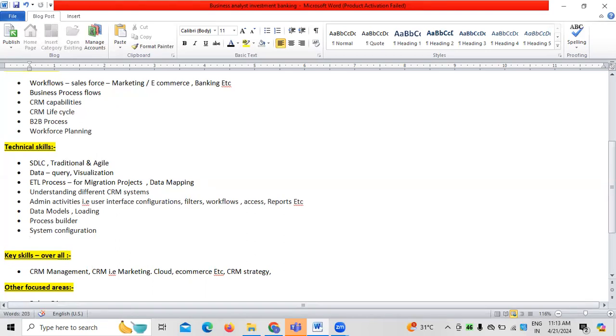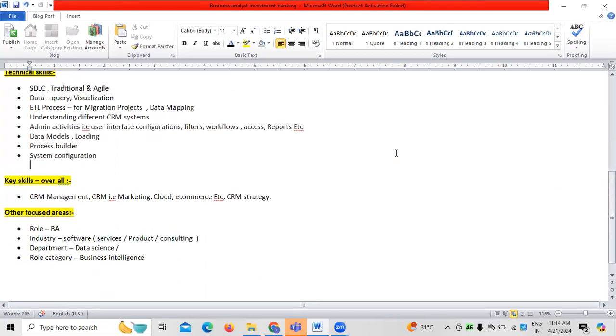So some administrative activities, like we need to participate in system configuration or user interface configurations or creating some filters, workflows, and providing access to the application either to view or to modify. At the same time, preparing reports, creating the data models, loading the data, process builders. So these sorts of technical skills are also required because we are working on the application front. Technical skills are needed.